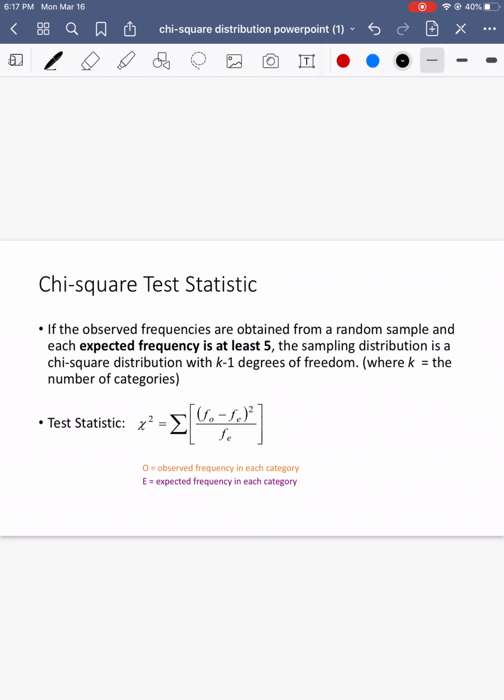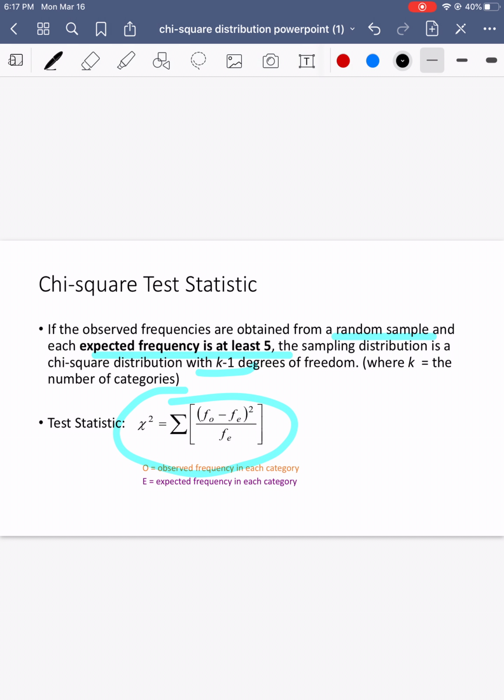And then lastly, we have our chi-squared test statistic. So once we've said that, yes, we've obtained a random sample, our expected value is at least 5, and then we can calculate our degrees of freedom using k minus 1, we are able to use this formula here. So this basically is a summation, like we noted before.